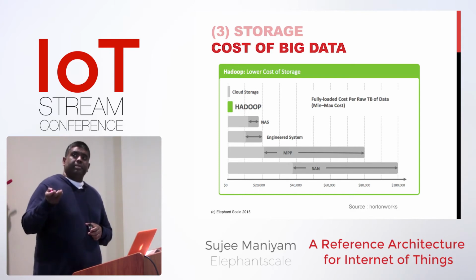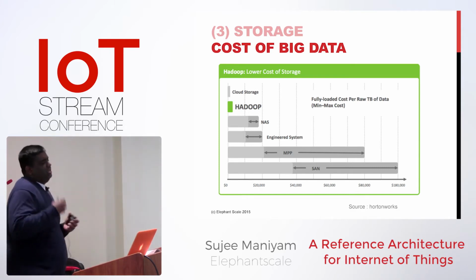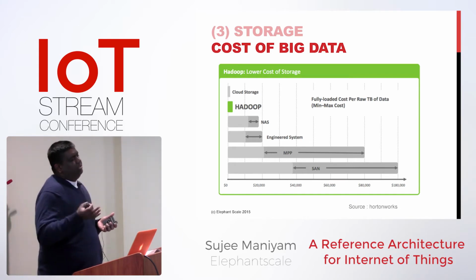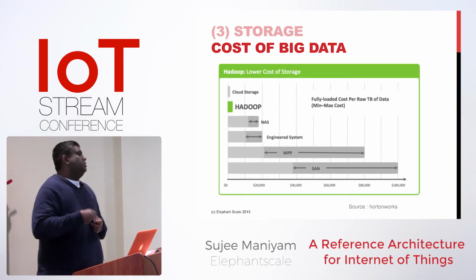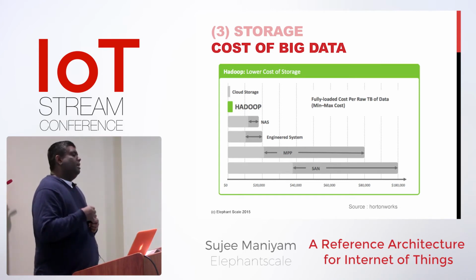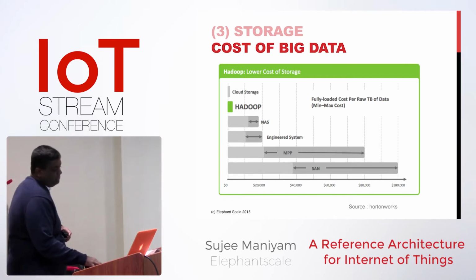Only thing cheaper than Hadoop is probably cloud storage, like Amazon S3. The reason they're cheaper is they build at really massive scale, so they get cost savings. And most of the time, most of the cloud storage is just storage bits, right? They don't do any processing. Hadoop gives you storage and processing, right? So Hadoop gives you a fairly reasonable rate for storing large data.